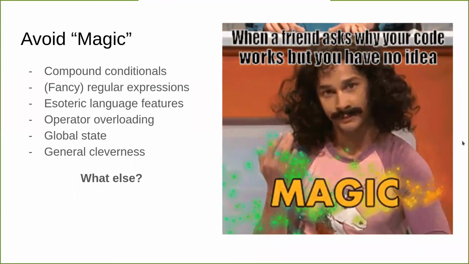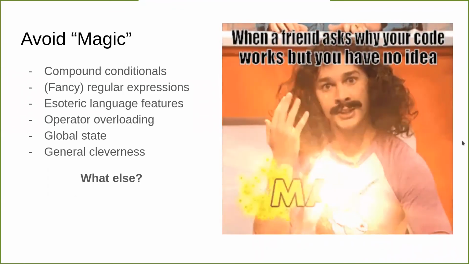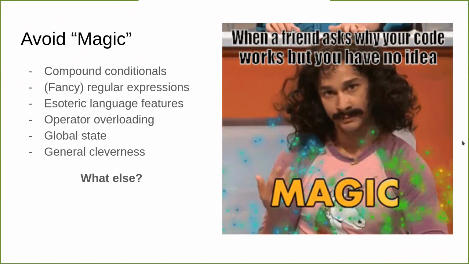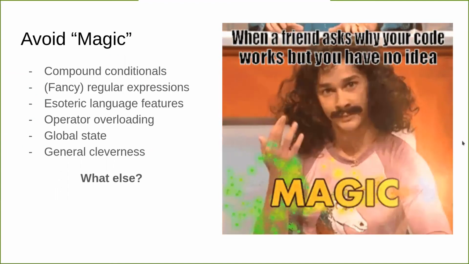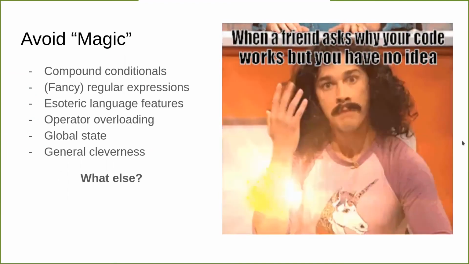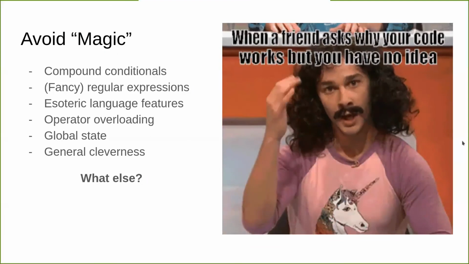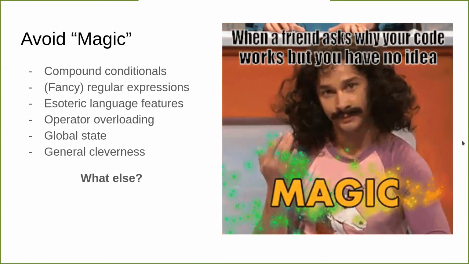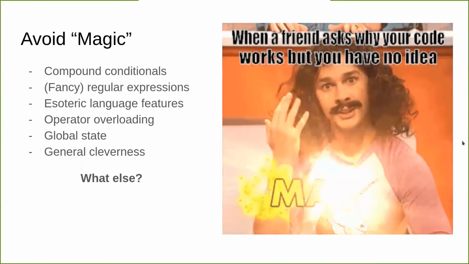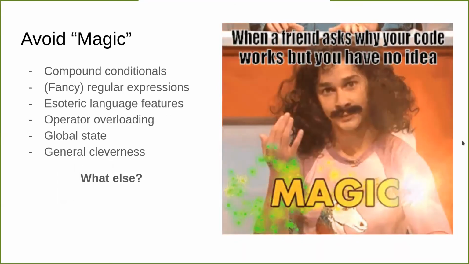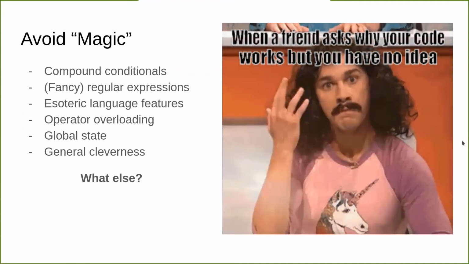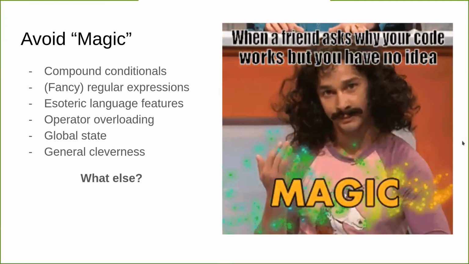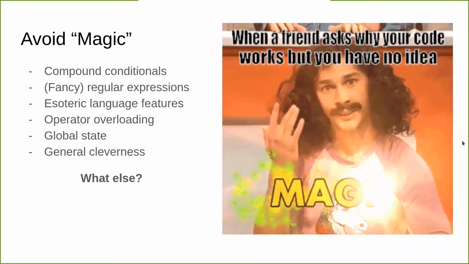Compound conditionals, especially when you have if this and that, and then parentheses or this or that, and more parentheses, just get really hard to read. Break it into a function and make it easier. Regular expressions, especially the super fancy ones you find in Perl, are almost always magic and hard to read. Esoteric language features: Go doesn't have a lot of those by design, but many languages do. Operator overloading is an example. Global state can seem like magic since something can change and you don't know why or where. And then again, just avoid cleverness when possible. Be explicit rather than clever.